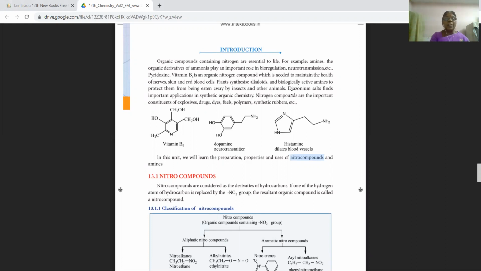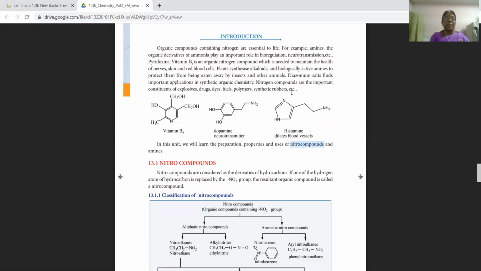Diazonium salts find an important application in synthetic organic chemistry. Nitrogen compounds are the important constituents of explosives, drugs, dyes, fuels, polymers, synthetic rubbers, etc. Those structures are given here. The first one is vitamin B6, the second one is the dopamine neurotransmitter, and the third one is histamine, that dilates the blood vessels.